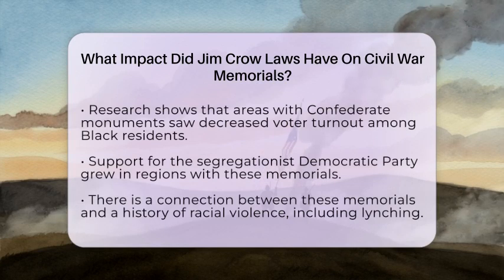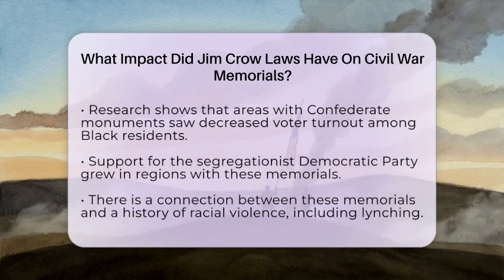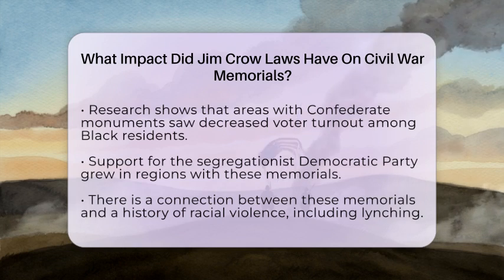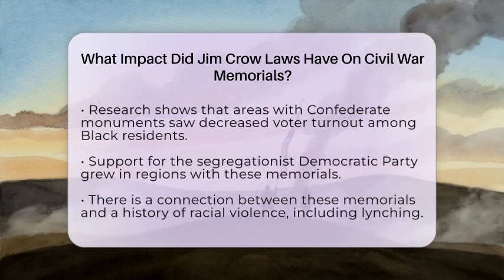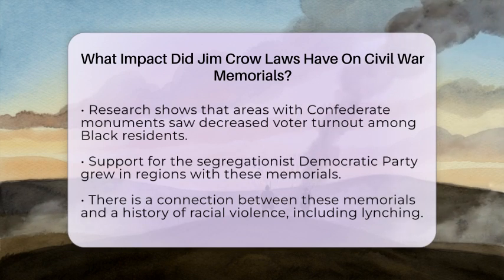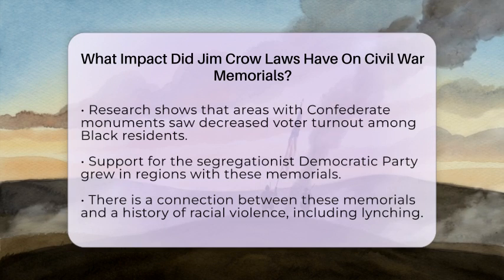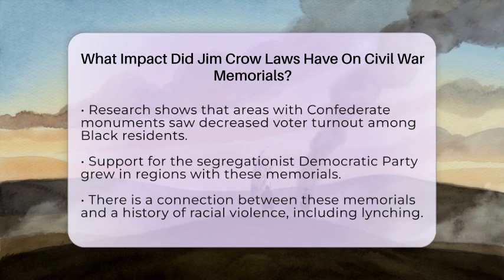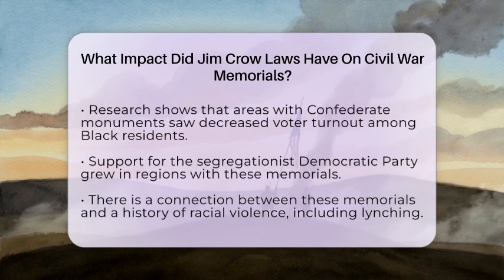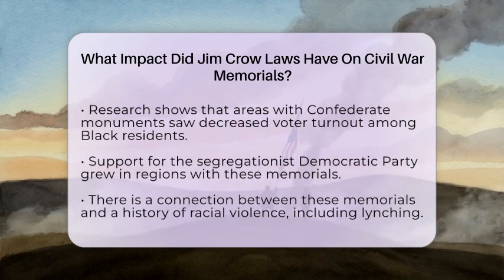Moreover, these memorials are linked to a history of racial violence, including lynching. Counties with higher numbers of lynching victims often had more Confederate memorials. This connection suggests that these monuments were part of a broader system of racial terror aimed at suppressing black progress and maintaining white control. Civil War memorials from the Jim Crow era were not neutral markers of history.